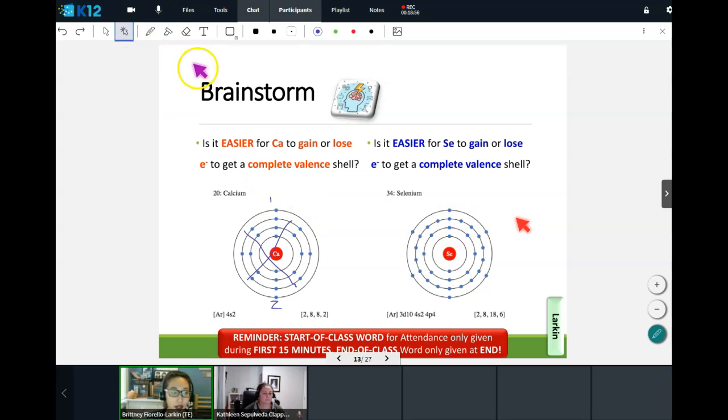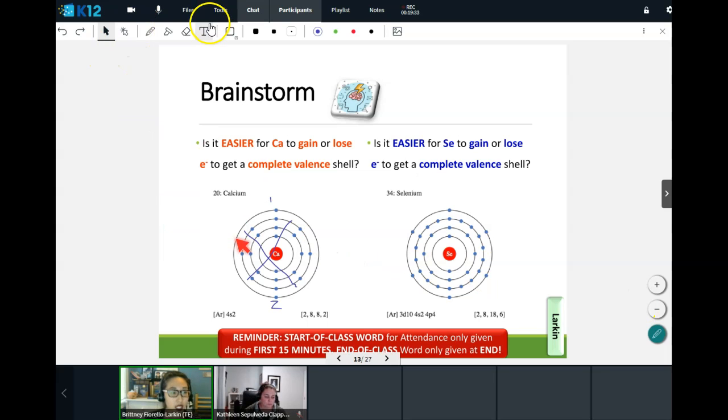So what do you think? Is it going to be easier for calcium to gain 6 more electrons, or to just lose 2? Tell me in the chat box. Just in terms of straight numbers, is it easier to gain 6 more to fill the current shell, or to lose 2 and drop down to a full shell? Awesome. I see an answer from Stephen, Shelby, Kamari. Gain 6 or lose 2? Yeah, it's going to be a lot easier to actually lose 2.